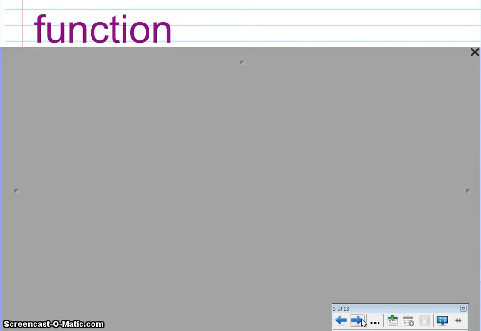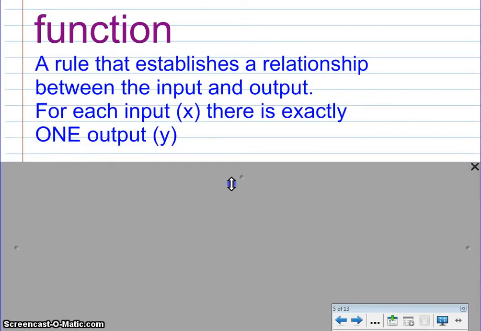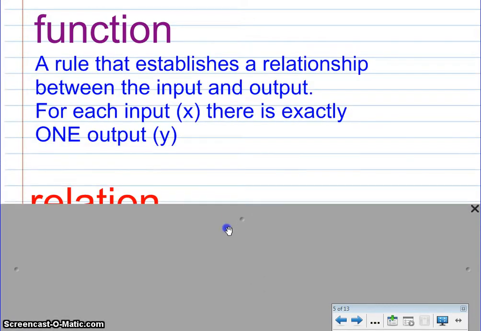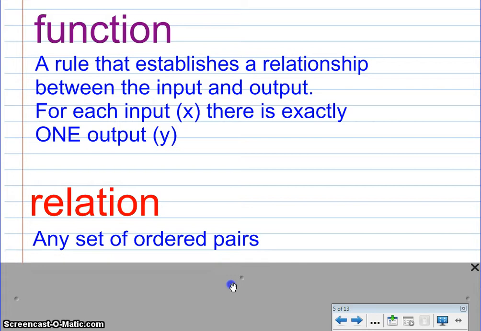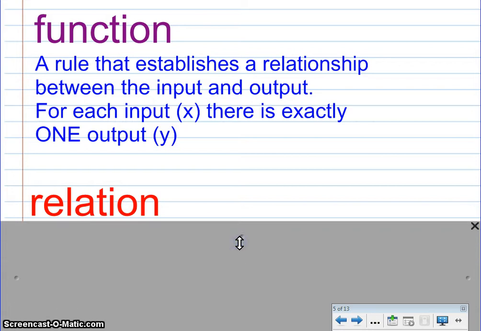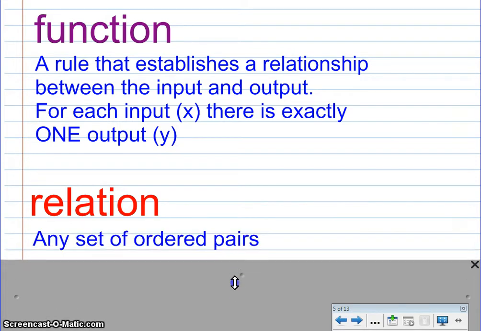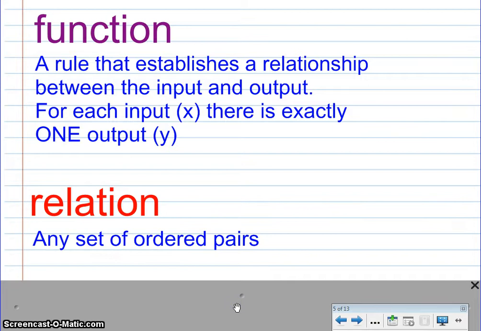So let's get started with today. What is a function? Well, a function is a rule that establishes a relationship between the input and the output. And for each value of x, there is exactly one output of y. Whereas a relation is just any set of ordered pairs. So something can be a relation and not be a function, but if it's a function, it has to be a relation. So let's practice some of this.